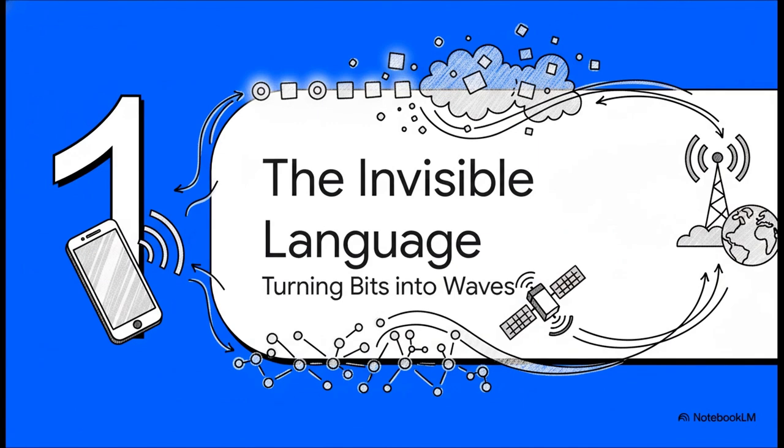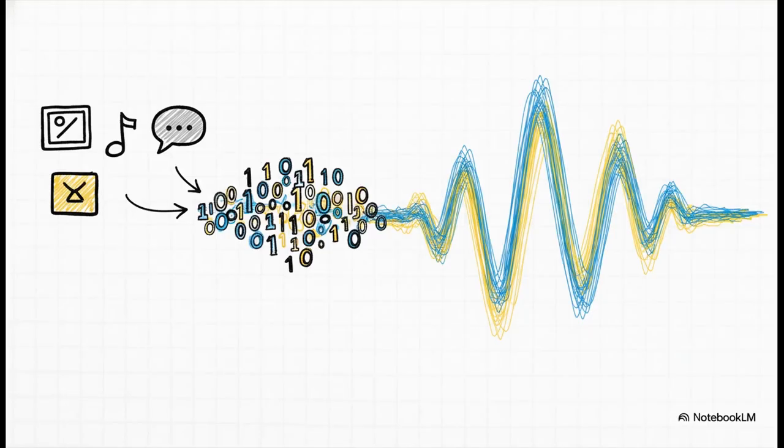Okay, first things first, we've got a fundamental problem to solve. How do you take something digital, just code on your phone, and turn it into a physical thing that can actually travel through the air? Well, here's the secret. Every single thing on your phone, every photo, every video, every character you type is just a long, long string of ones and zeros, binary code. So to send that wirelessly, we have to translate that code into something physical. We have to make those numbers ride on a wave.